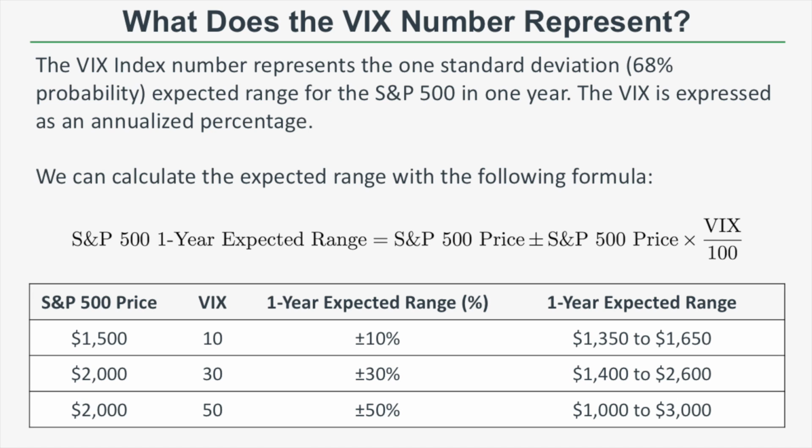So since these expected ranges are one standard deviation ranges, that means that these ranges are the 68% probability ranges. So for example, with the VIX at 50 and the SPX at 2,000, the 50% expected range is just the 68% probability range. So basically it's saying with the SPX at 2,000 and the VIX at 50, there's a 68% chance that the S&P 500 will be between 1,000 and 3,000 over the next year. And that means there's a 32% chance that the SPX is below 1,000 or above 3,000 in 1 year.